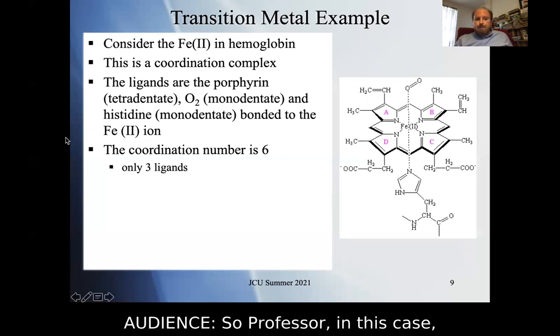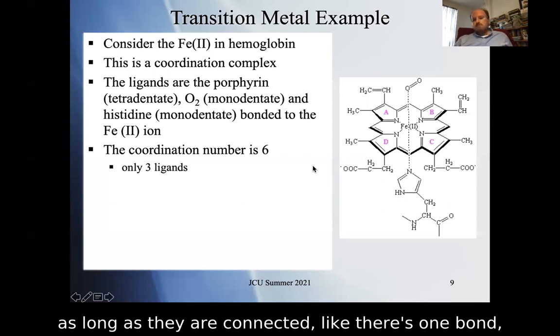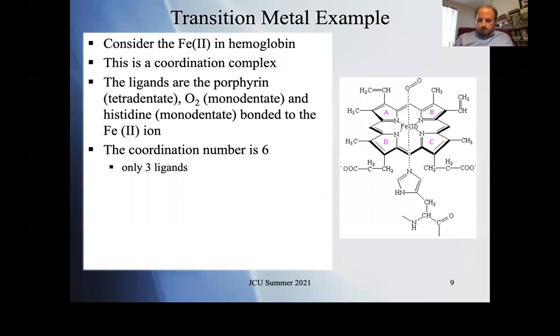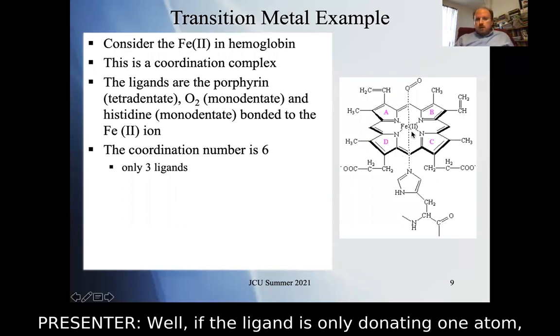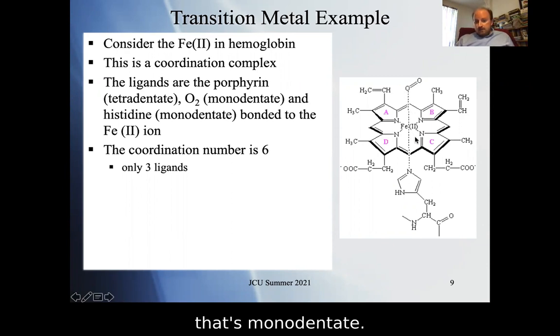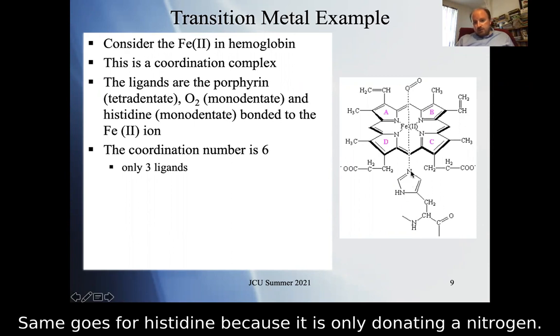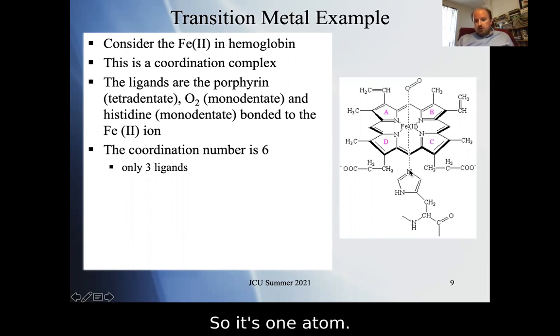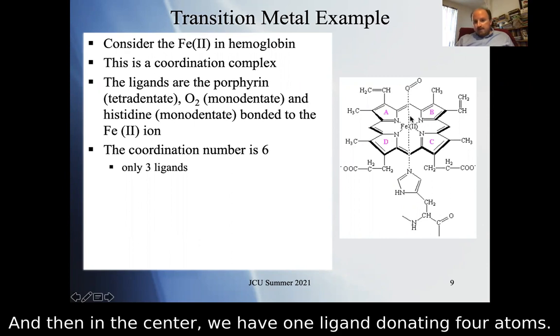So Professor, in this case, as long as they are connected, like there's one bond, they will be considered one ligand. Well, if the ligand is only donating 1 atom, like O2 is only donating 1 oxygen, then that's monodentate. Same goes for histidine, which is only donating a nitrogen, so it's 1 atom. And then in the center, we have one ligand donating 4 atoms.